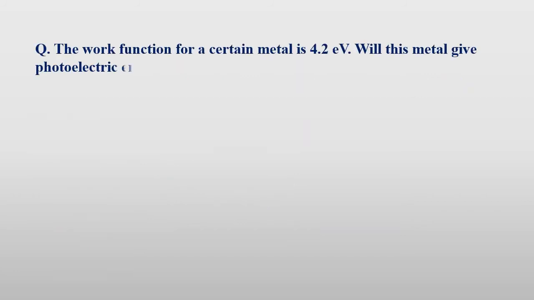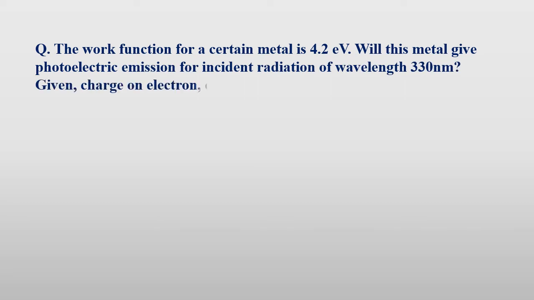Next question. The work function for a cesium metal is 4.2 electron volt. Will this metal give a photoelectric emission for incident radiation of wavelength 330 nanometer? Given the charge of an electron is 1.6 into 10 to the power of minus 19 coulomb, velocity of light c is equal to 3 into 10 to the power 8 meter per second, and Planck constant 6.62 into 10 to the power minus 34 joule second.